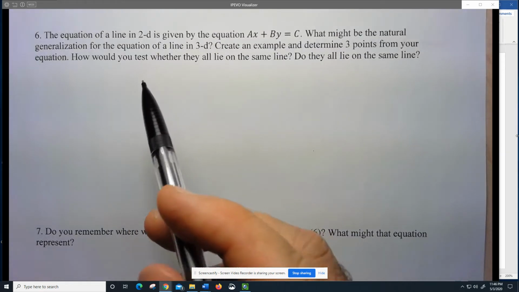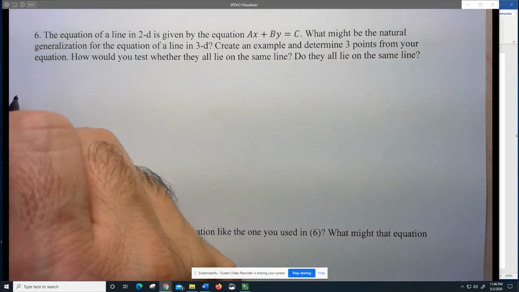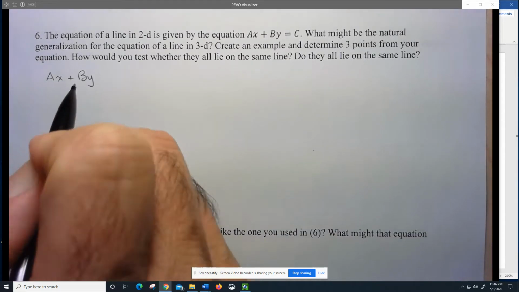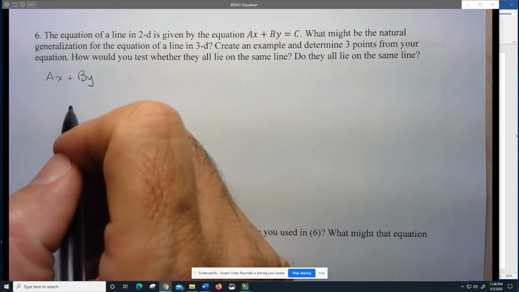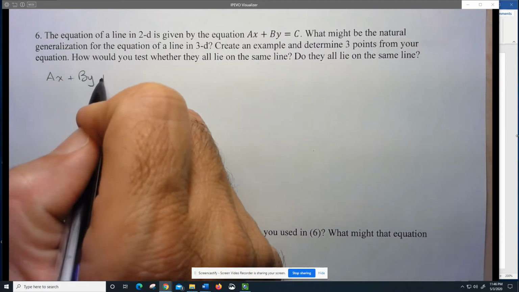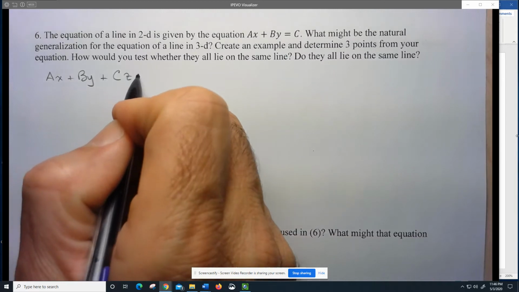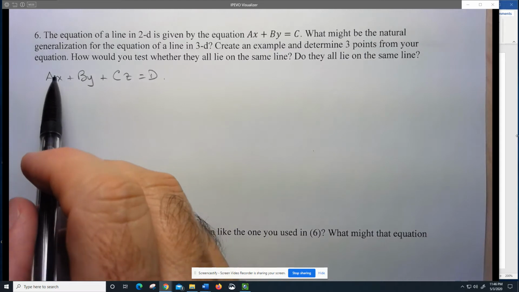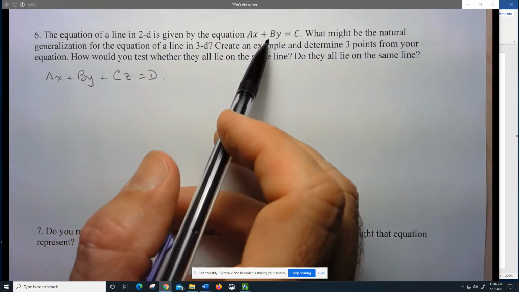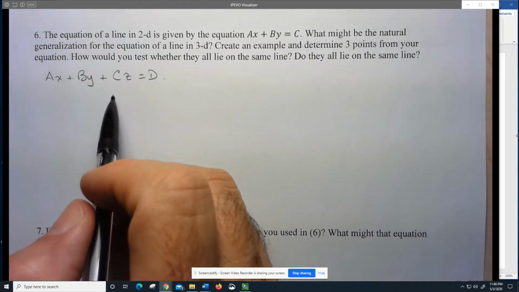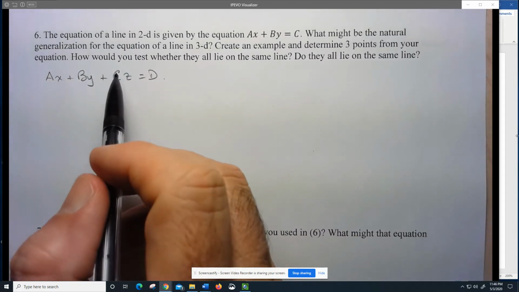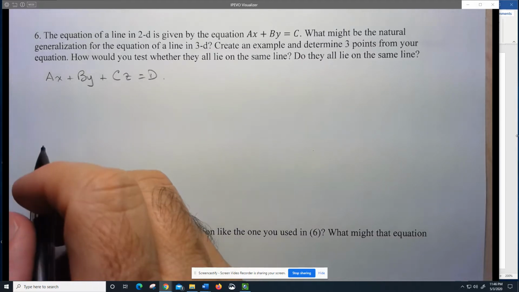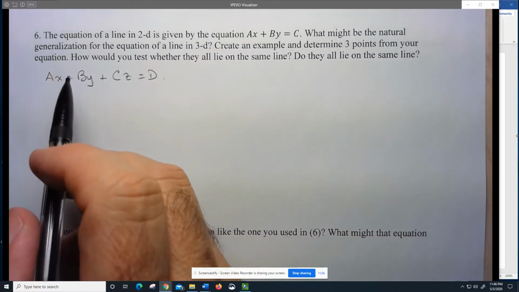So, I suppose a natural thing to want to write is to say, well, I have ax plus by, but now we're introducing a z component, so would that be cz and then say equals d? Okay, so this would be really nice because it's the exact same format as the 2D format, but includes this z component, and hopefully that would give us a line. All right, so let's try to figure out if this is going to be the case.